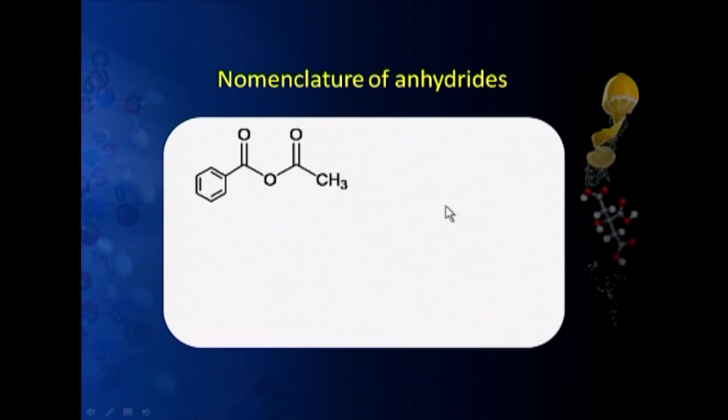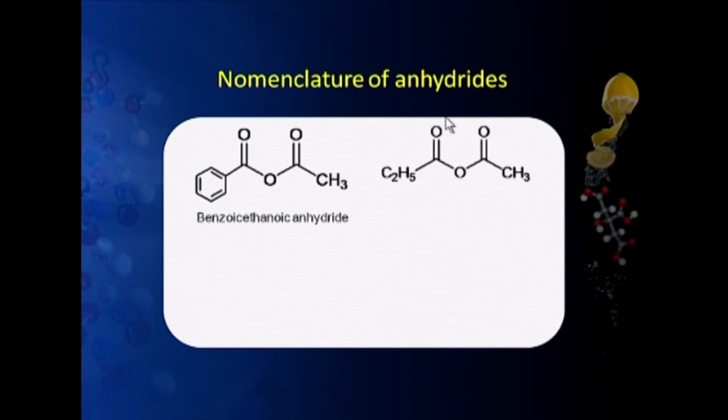But if the two acids are different, such as this anhydride of benzoic acid and ethanoic acid, in that case, as I said, we will name the two acids before the word anhydride, and these acids are named in alphabetical order. So, it is ethanoic E, this is benzoic B. So, this will be named as benzoic ethanoic anhydride. This is propanoic acid, this is ethanoic acid. Now, E comes first. So, this will be named as ethanoic propanoic anhydride.